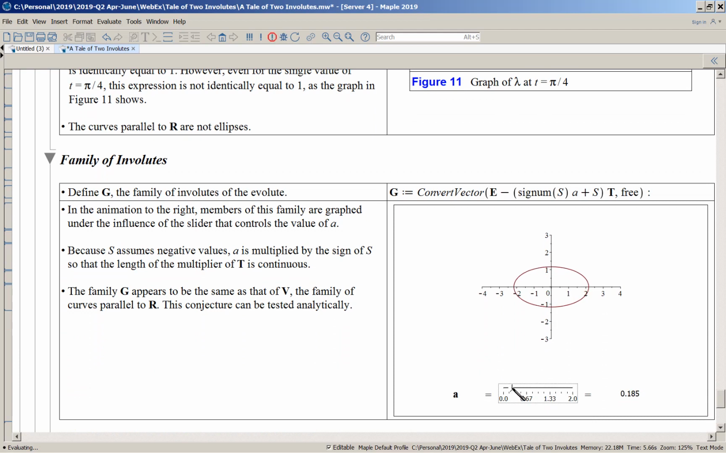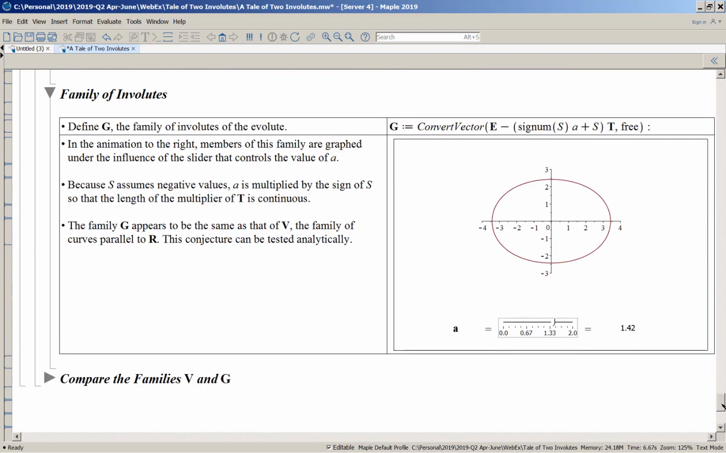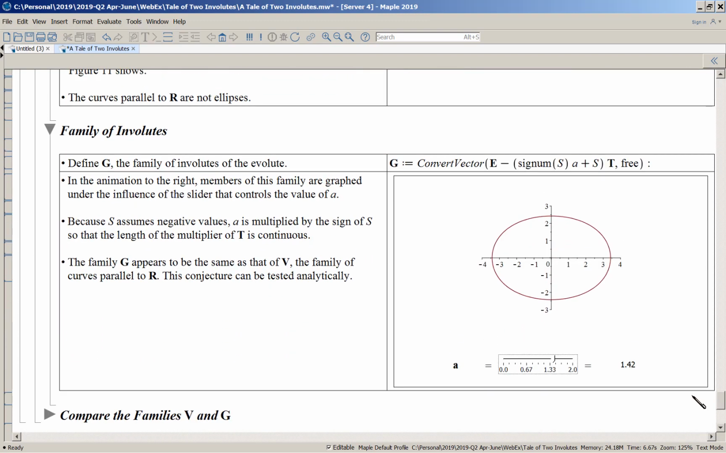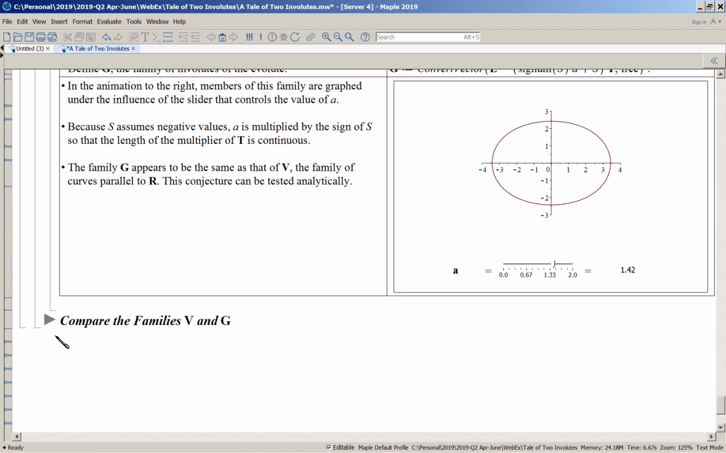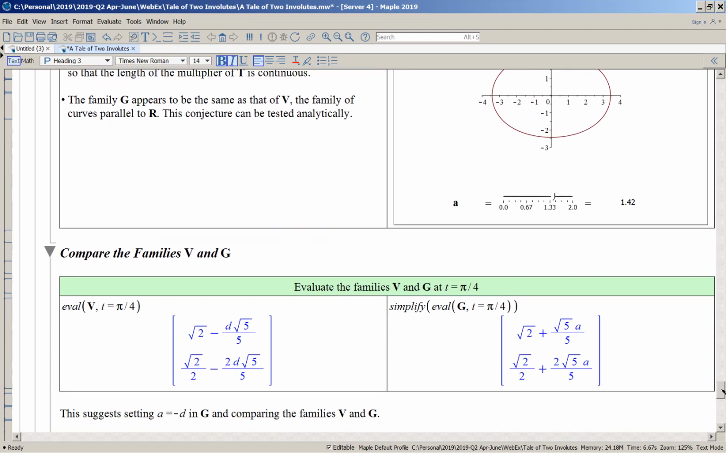So let's let A vary. And lo and behold, we get a family of closed curves that look very much like this family we saw up here. Now, are they the same family? And that's the last part of the investigation. Okay, are the two families of closed curves the same? How will we establish that?